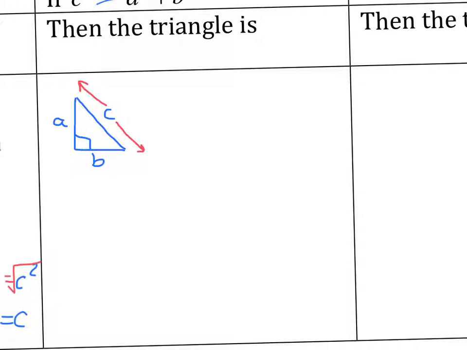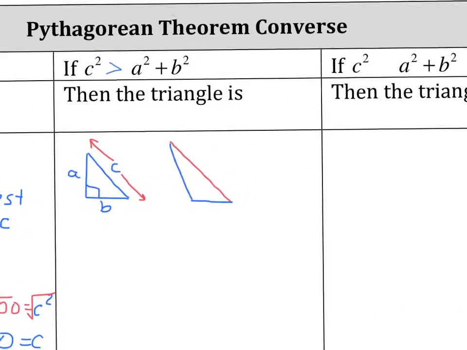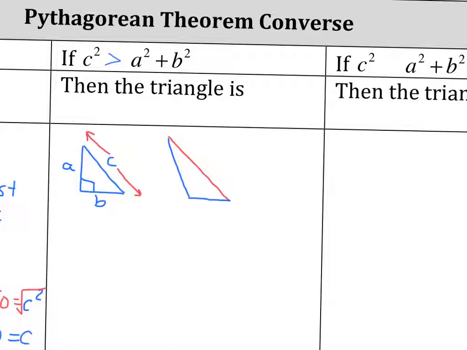So if I extended C out and I kept AB the same, notice what would happen. What happens to this angle right there? If you push those out, the angle gets bigger. So, in conclusion, if I push C greater, then the triangle has to be obtuse. And of course, obtuse means greater than 90 degrees and less than 180.